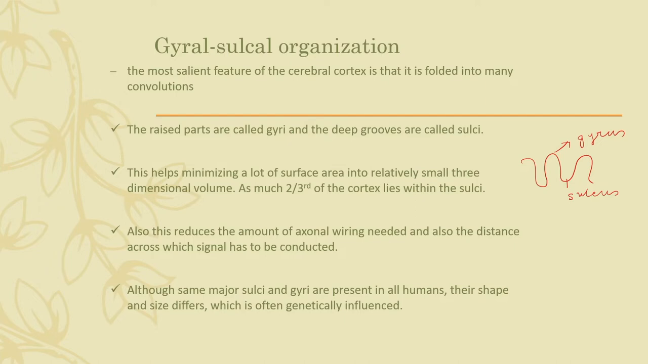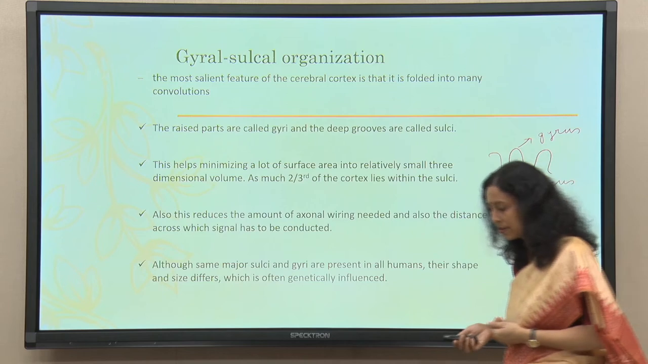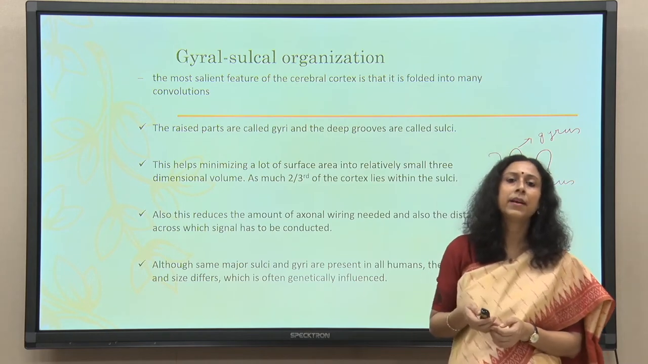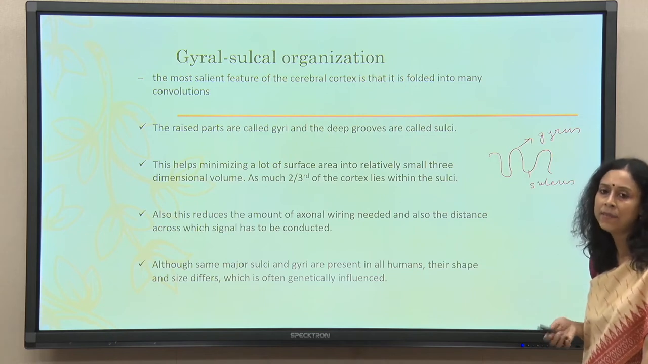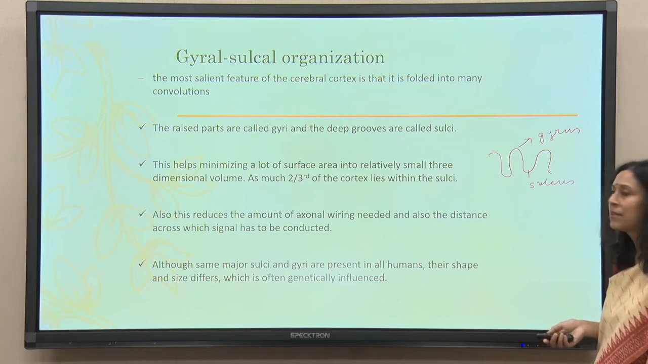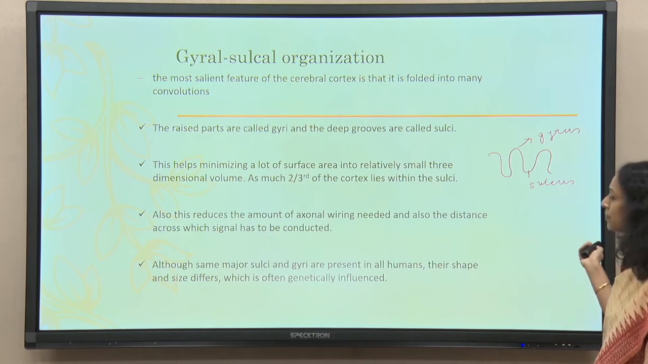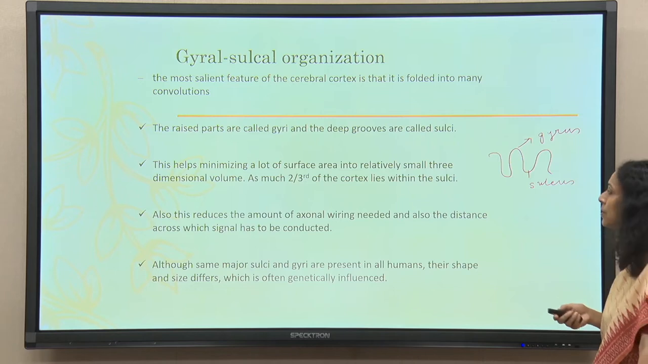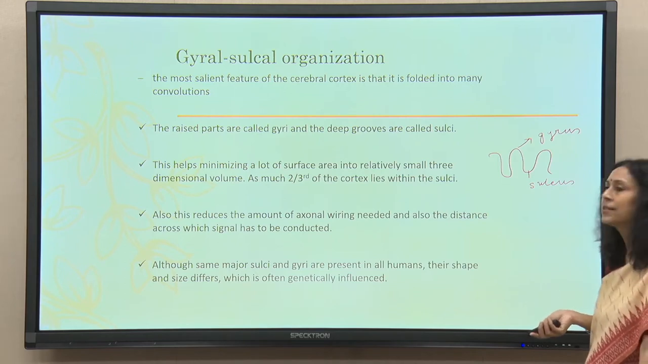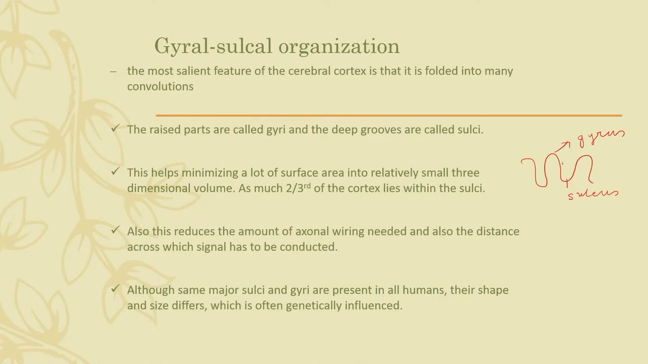Why do we have this kind of convoluted structure? That is a very important aspect, because by having this kind of structure, it helps minimize a lot of surface area. Imagine if the brain was opened out on a flat surface, you can imagine what would happen. Because of the folded, convoluted structure of the brain, it has a very small three-dimensional volume. As much as 2/3 of the cortex lies within the sulci. Sulcus is the singular and sulci is the plural. So, 2/3 of the cortical area, that is the surface area of the brain, lies in the sulci.